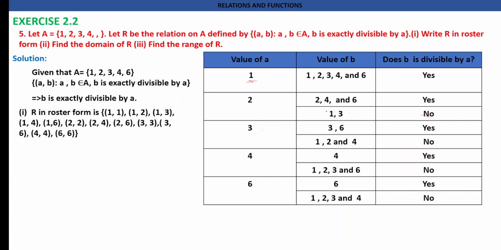2 will come with 2, 4 and 6. So (2,2), (2,4), (2,6). 3 comes with 3 and 6: (3,3), (3,6). 4 comes with only 4: (4,4). 6 comes with only 6. The domain is, in this one, we have only 1, 2, 3, 4, 6. The range is 1, 2, 3, 4, 6.